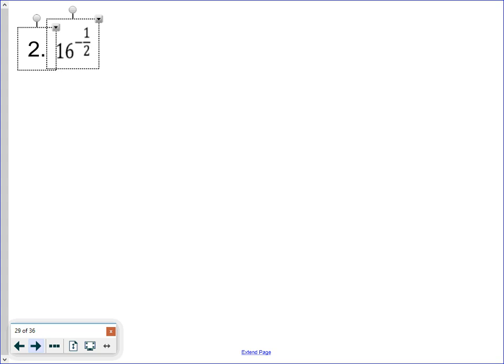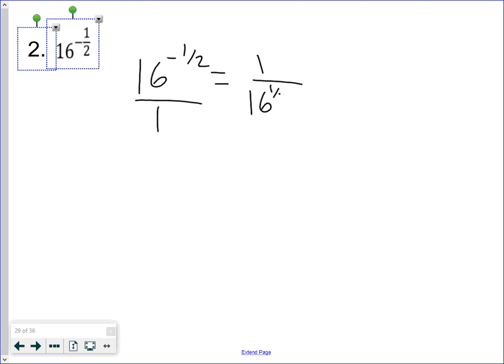So for number 2, we have 16 to the 1/2, to the negative 1/2. So 16 to the negative 1/2. Anytime you have a negative exponent, all you want to do is flip it to the other side of the fraction. So 16 to the negative 1/2 is the same thing as 16 to the negative 1/2 all over 1, so we end up getting 1 all over 16 to the 1/2. 16 to the 1/2 is the same thing as the square root of 16, which is 4. And that's going to be our answer for number 2, 1 over 4.